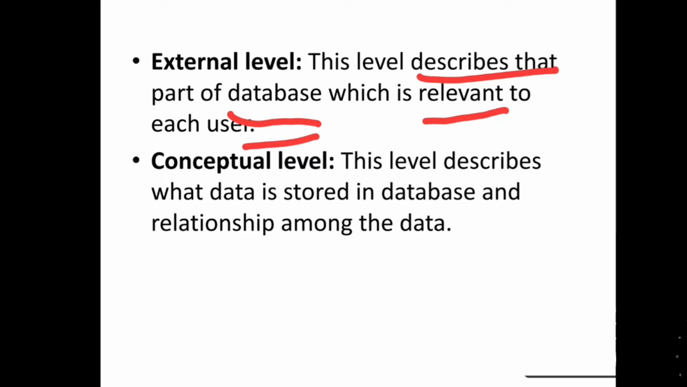Second is the conceptual level. Conceptual level basically describes what data is stored in the database and the relationship among that data. That is, it describes what type of data is stored in the database and the relationship between that data. So conceptual or logical level basically represents all entities, their attributes and their relationships. And it also describes the constraints on the data. Along with it, it also describes the security and integrity information related to the data.